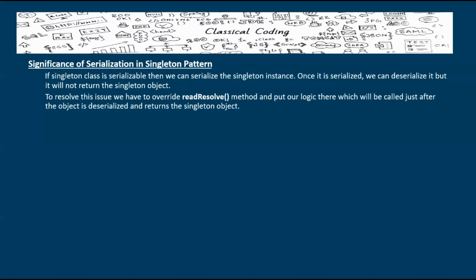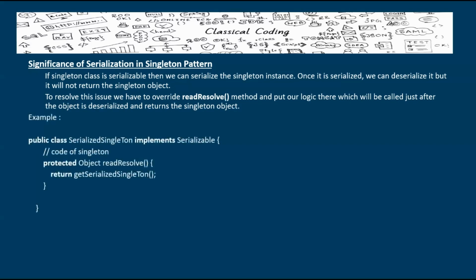Now take one example to understand more. Here we have one class, that is SerializedSingleton, which implements the Serializable interface. Within that, we have overridden the readResolve method, which calls the getSerializedSingleton method, which subsequently returns the instance of the serialized object, the singleton object. So this is the code snippet for that.